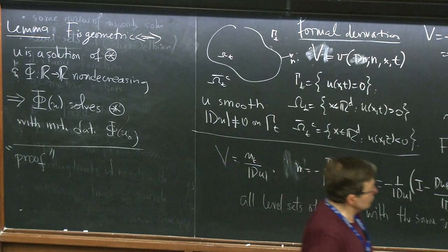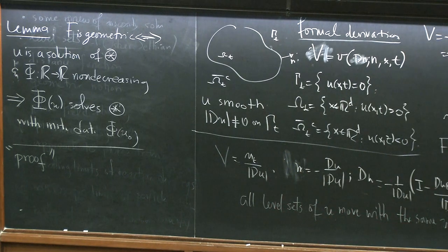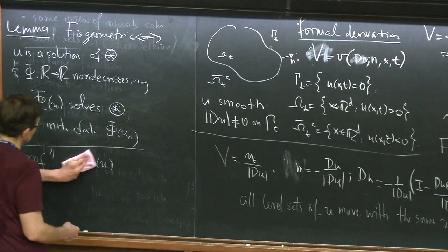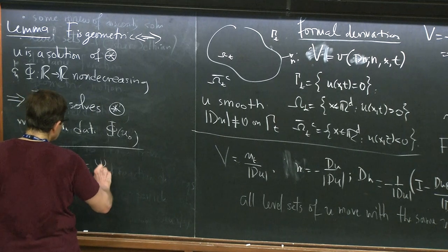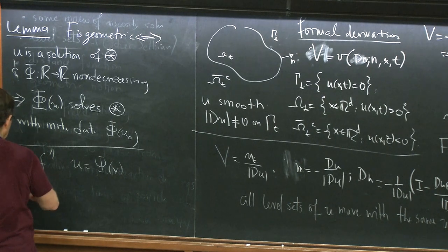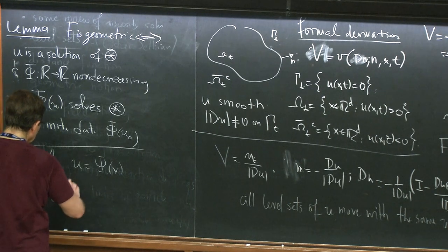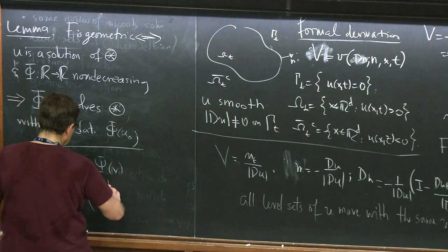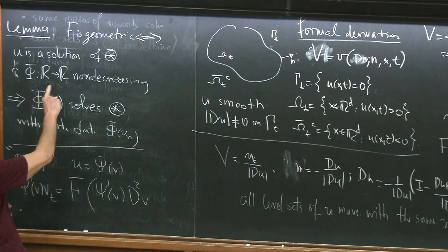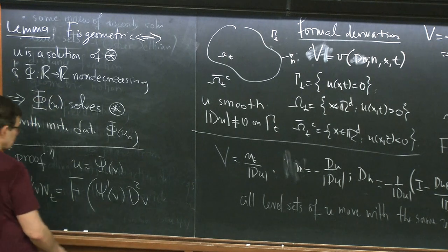Again, for those who don't know viscosity solutions, which seems to be the majority of the people, viscosity solution theory allows me to do anything I can do when the thing is smooth, when it's not smooth. And so the proof for that is, let me use the inverse, let's call u psi of v. It's easier to do the computation like that. Then I plug it in and I get psi prime of v vt equals f of psi prime of v d square v. I'm just writing down the equation for u like that.